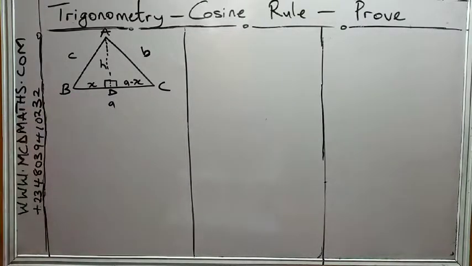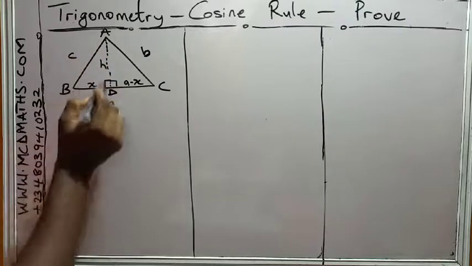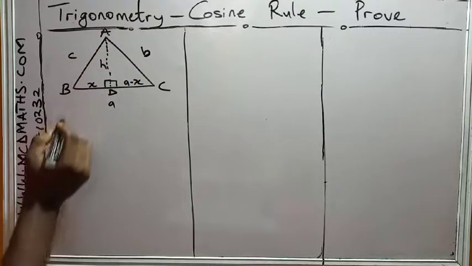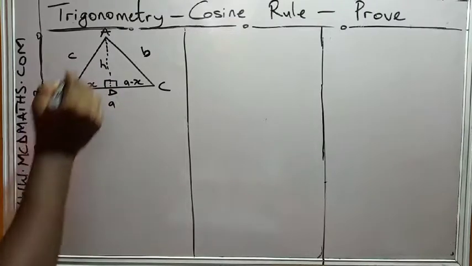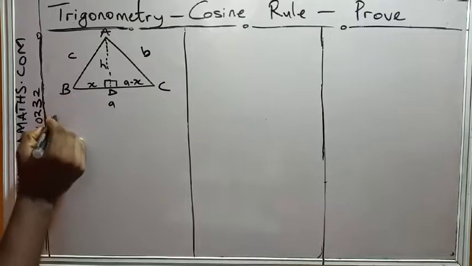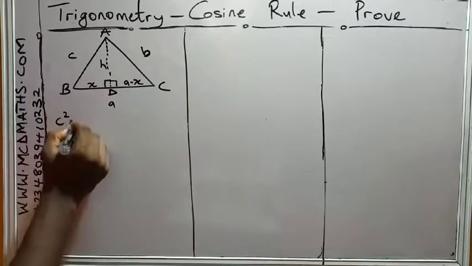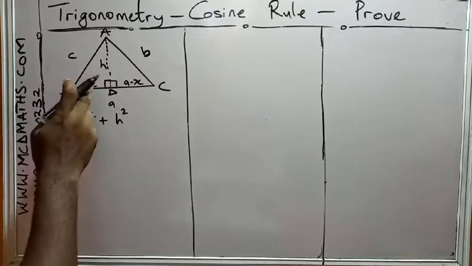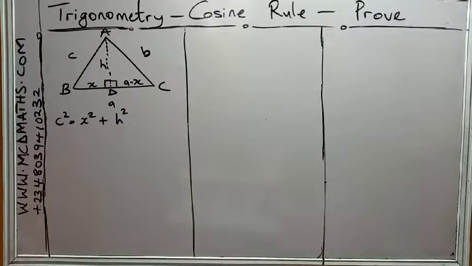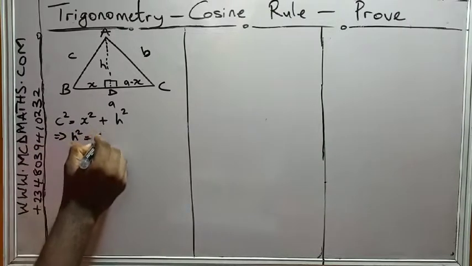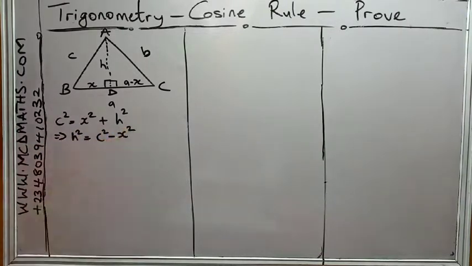Now, applying the Pythagoras theorem to this right-angled triangle ABD: c squared, which is the hypotenuse squared, opposite the right angle, equals x squared plus h squared. You can see that? So this implies that h squared will be c squared minus x squared, just making h the subject of the formula.